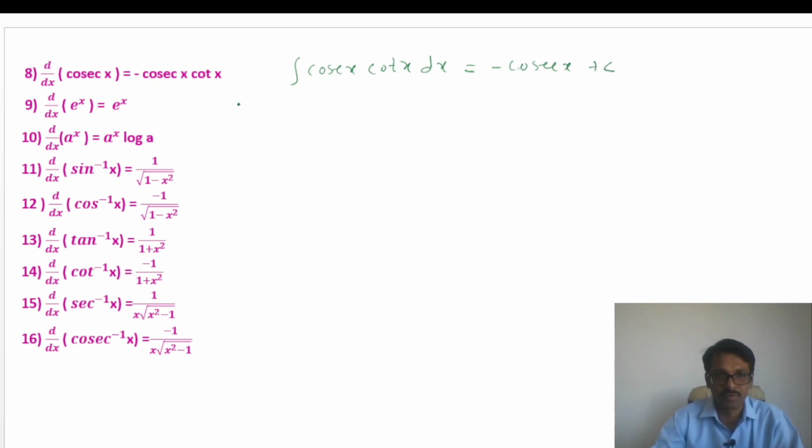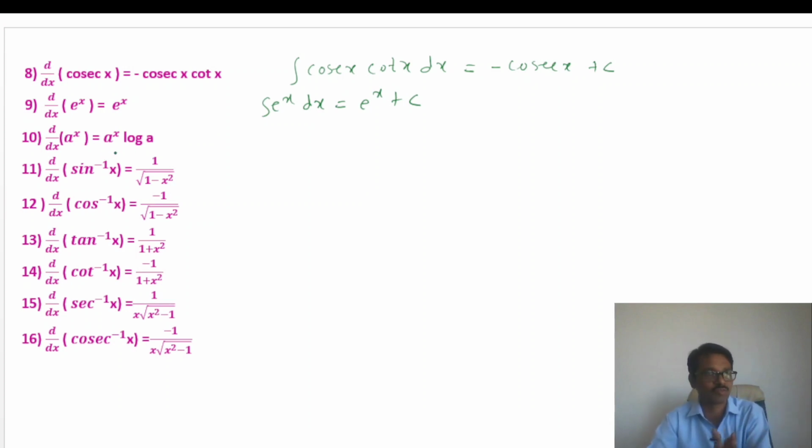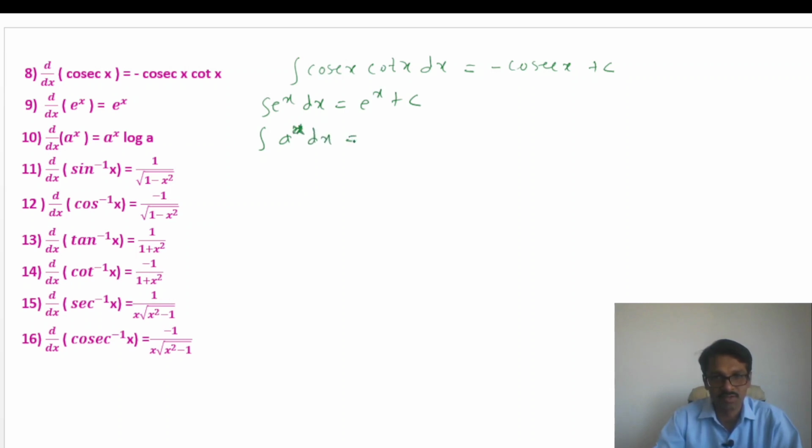We know that the derivative of e raised to x is equal to e raised to x, but if you take the integration of e raised to x with respect to x, we get e raised to x plus c. The derivative of a raised to x is a raised to x into log a, but the integration of a raised to x with respect to x gives a raised to x upon log a plus c.